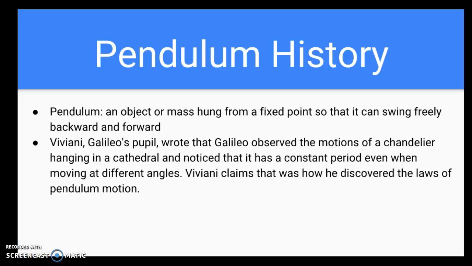Pendulum history. A pendulum is an object or mass hung from a fixed point so that it can swing freely back and forth. Viviani, Galileo's pupil, wrote that Galileo observed the motions of a chandelier hanging in a cathedral and noticed that it has a constant period even when moving at different angles. Viviani claims that was how he discovered the laws of pendulum motion.